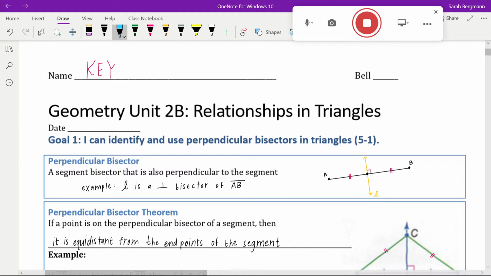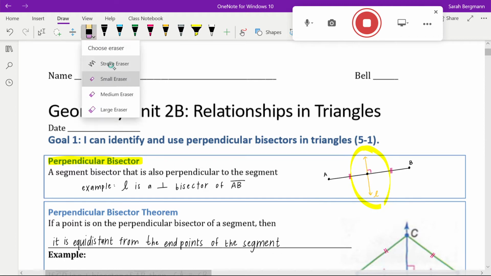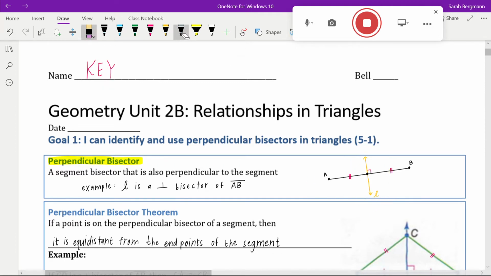First, in this video today, we will talk about perpendicular bisectors. A perpendicular bisector is a segment bisector that is also perpendicular to the segment. So, for example, this line here, L, is a perpendicular bisector of segment AB because it bisects segment AB as well as being perpendicular to segment AB.